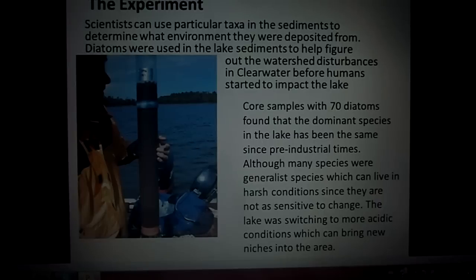Diatoms are unicellular eukaryotic algae, and they are ubiquitous in aquatic environments including moss and soil. Since diatoms are primary producers, changes in their community have significant implications to the trophic structure and the aquatic environment of the lake. Relying on this knowledge, diatoms were used in the lake sediments to help figure out what watershed disturbances were in Clearwater before humans started to impact the lake.